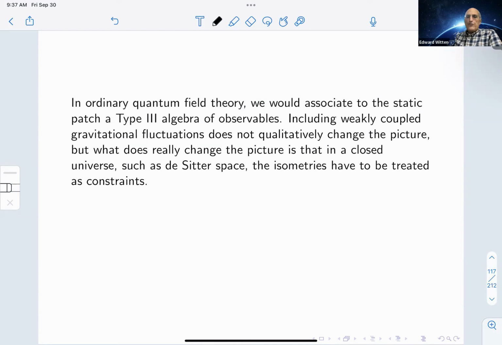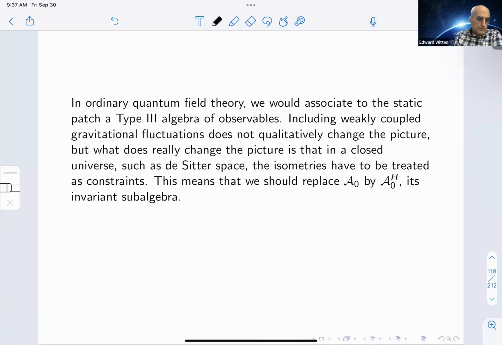What does change the picture is that in a closed universe such as de Sitter space, the isometries have to be treated as constraints. That means, now for us, the important isometry, first of all, since we'll be studying the static patch, what are the isometries of the static patch? The important isometry of the static patch is the time translation symmetry. So that's the one I'm going to focus on, although other isometries can also be considered.